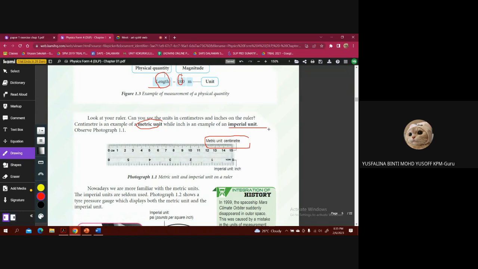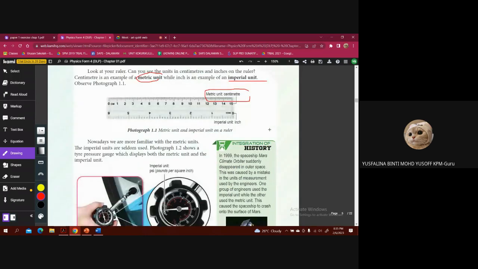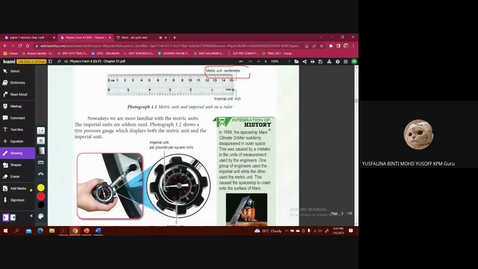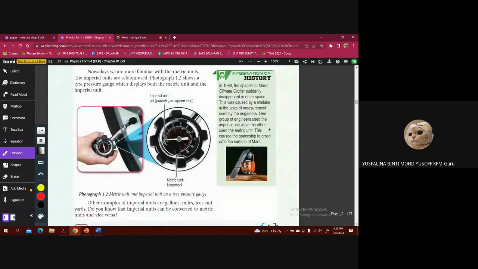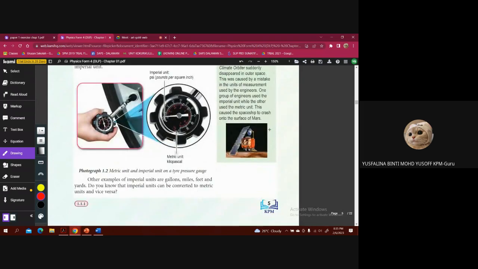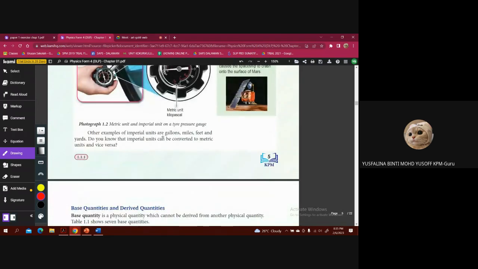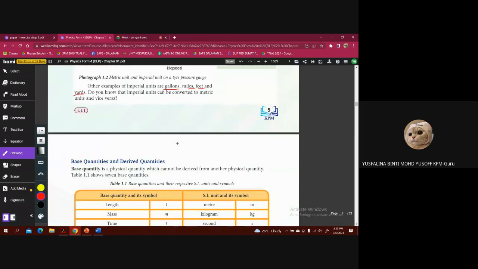Worldwide, we usually use basic quantities such as meter and centimeter. We don't use inch. Nowadays we are more familiar with metric units, so imperial units are seldom used. Other examples are gallons, miles, feet, and yards. They are not used very frequently.